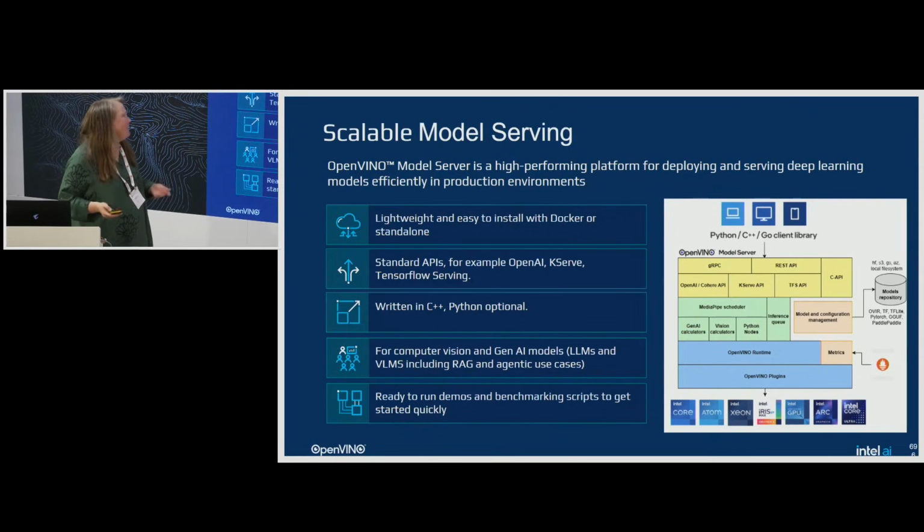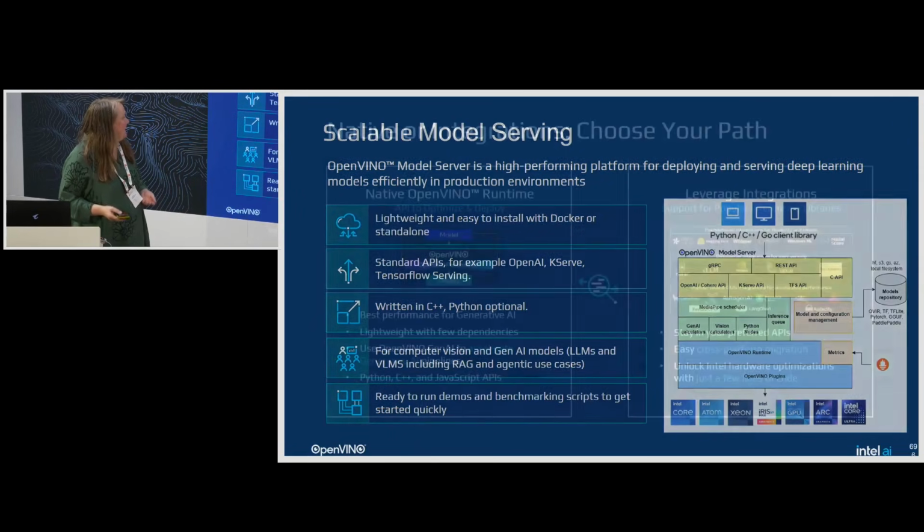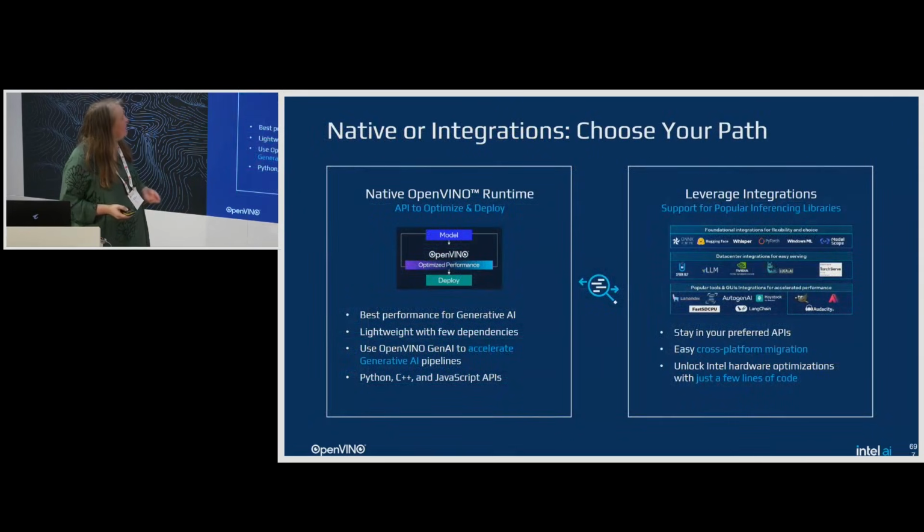The coolest thing, I think personally, about OVMS is that it exposes standard APIs. So if you already use some other model server, you can really easily switch to OpenVINO. It's written in C++, so it's fast. It's for computer vision and Gen AI models. So OpenVINO, OpenVINO Gen AI, OpenVINO Model Server, that's what we make internally.